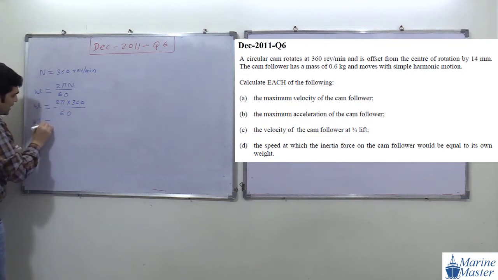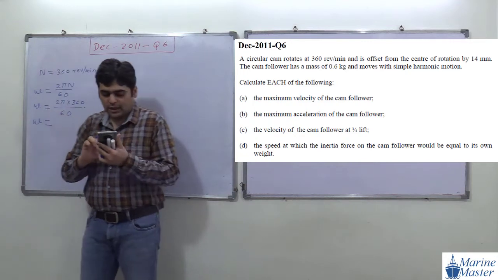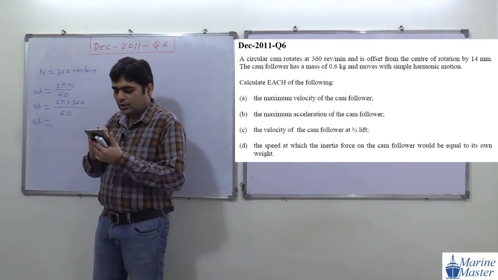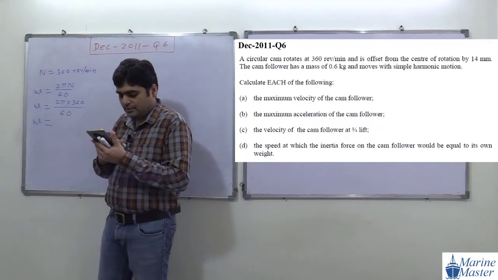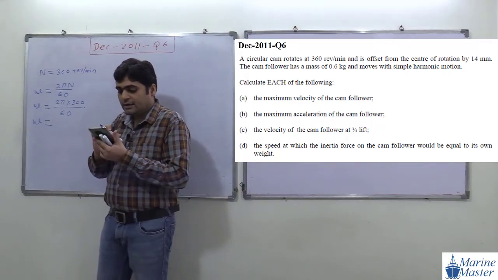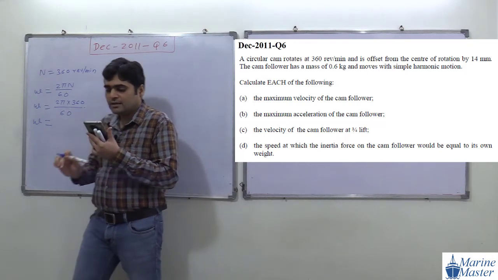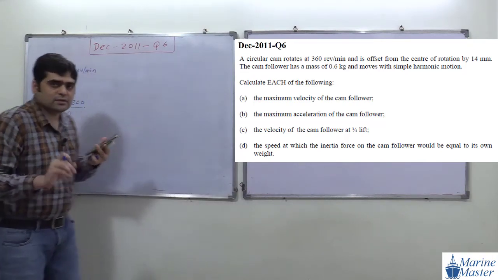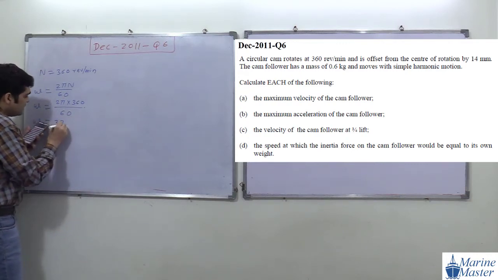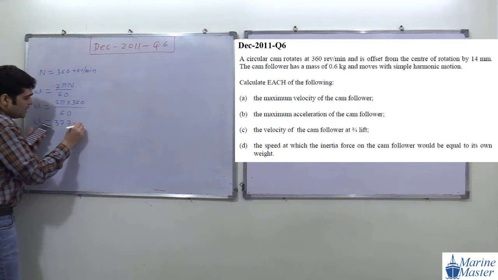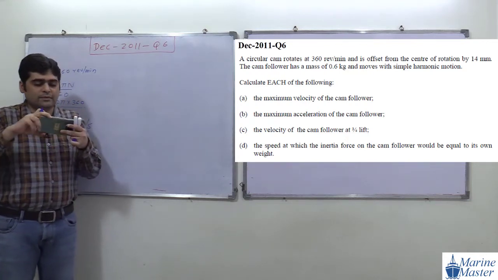Everyone, please do the calculation with me. 2 pi into 360 divided by 60. So what will be the answer? 37.7, actually 37.699, so we can take it as 37.7. Omega is 37.7 radian per second. Now, what did they say further in the question?